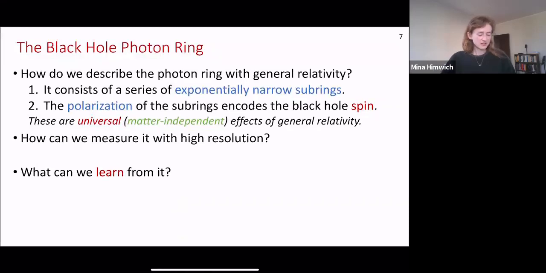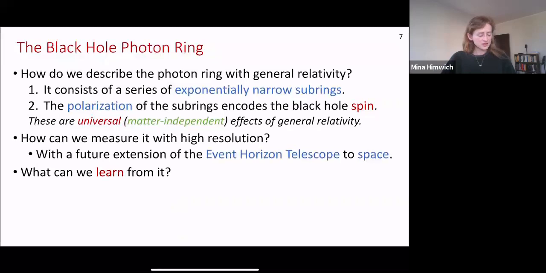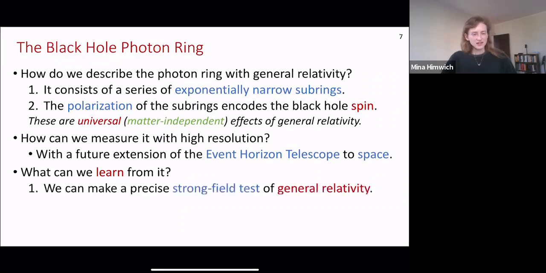And for how we can measure it with high resolution, we think this will be possible soon with the future extension of the Event Horizon Telescope to space. And most importantly, what can we learn from it? Well, we can hope to make a precise test of general relativity in the strong fields around a black hole. So experiments like LIGO or like gravitational redshift are measuring GR in weak gravitational fields, and testing general relativity in the strong fields around black holes can point the way to new fundamental physics.